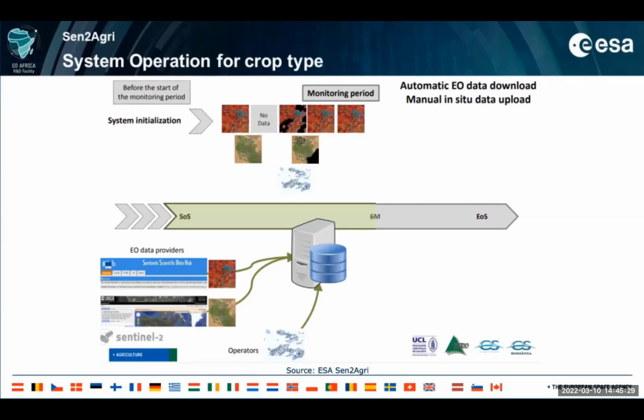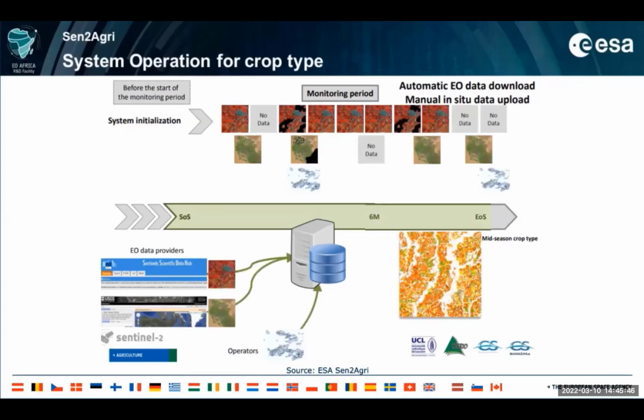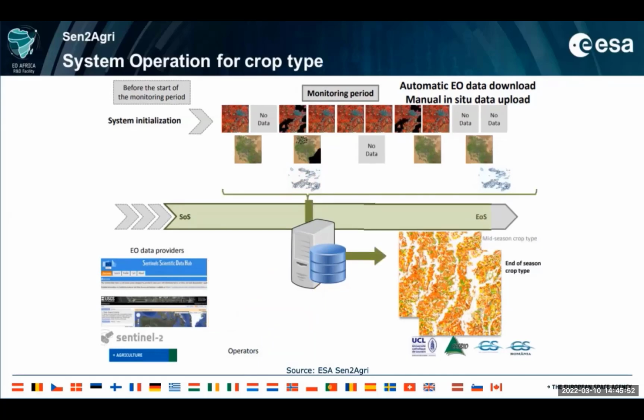The system works in the following way. Sentinel-2 products are required and atmospherically corrected. Then during the first months, the system accumulates data, performs pre-processing, and at the mid-season will provide the first crop type map. Then it continues to download and process data for the second half of the monitoring period and produces a second map at the end of the predefined season.